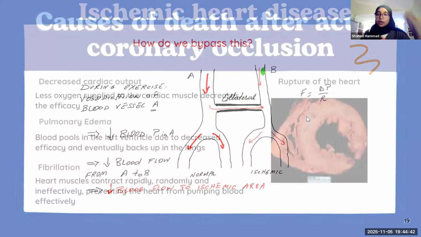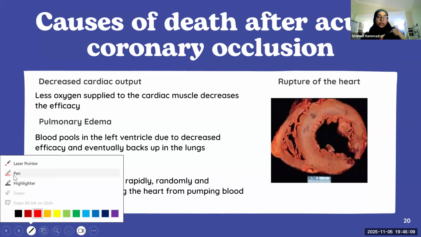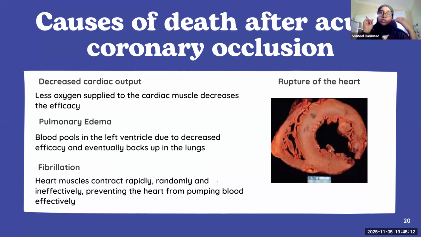Okay. So we have our blockage, we have our decreased blood supply, we have all this. Now what happens after that? If these problems are not being resolved effectively, we can have different means of death in these patients. The first one I want to point out is decreased cardiac output. And this makes sense because we have a decrease in the contractility of the heart, right? So if we have this blockage, we have decreased blood flow, we have decreased oxygen, and we have decreased clearance of waste. All of this together will decrease the contractility of the heart and the effectiveness of the heart. So because of this, we have our first complication, which is decreased cardiac output. Less oxygen supplied to the cardiac muscle decreases the efficacy of the heart, okay?